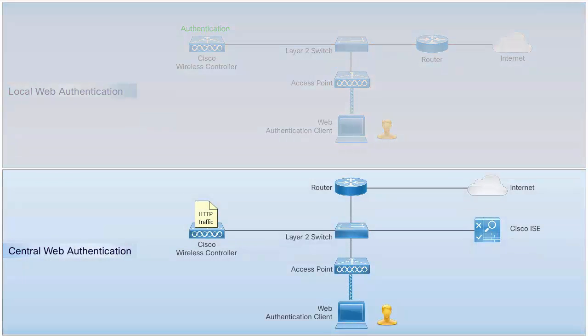In central web authentication, authentication occurs on Cisco ISE, which is a policy server, and Cisco WLC redirects all HTTP traffic to Cisco ISE. Cisco ISE is configured to use MAC Authentication Bypass or MAB. This allows Cisco ISE to return an access accept message to Cisco WLC, even if the MAC address of a connecting device is unknown to Cisco ISE.